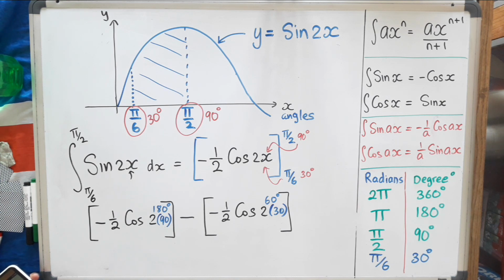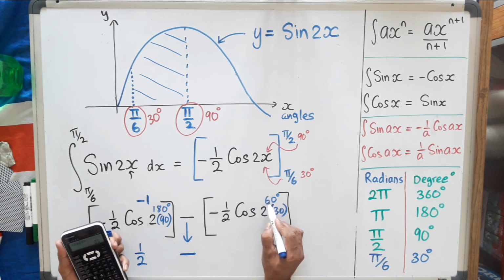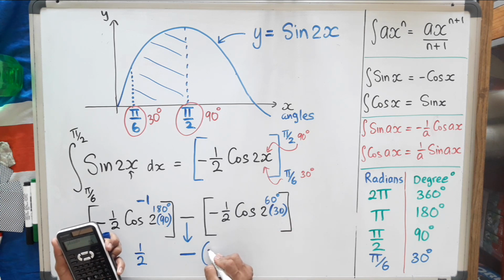Cosine 180 is minus 1. Minus 1 by minus a half is positive a half. You have a minus sign here. That's this guy here. Cos 60. Cosine 60 is a half. A half by minus a half is minus a quarter.